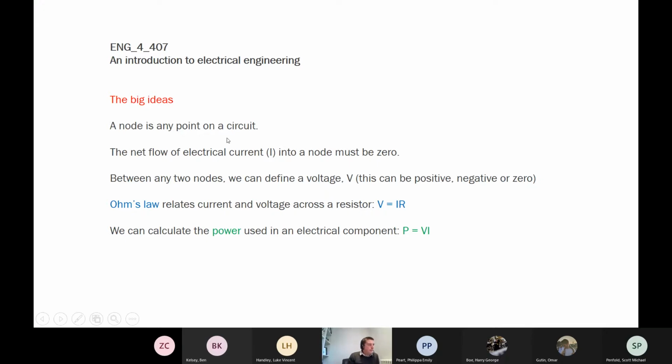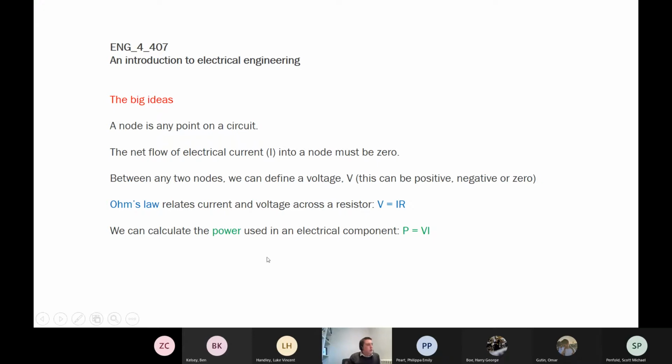Between any two nodes, we can define a voltage. Ohm's law relates current and voltage across a resistor. So here's our first equation. This equation in blue is called Ohm's law, and it says the voltage is the current times the resistance. And again, we'll come and look at what that means.